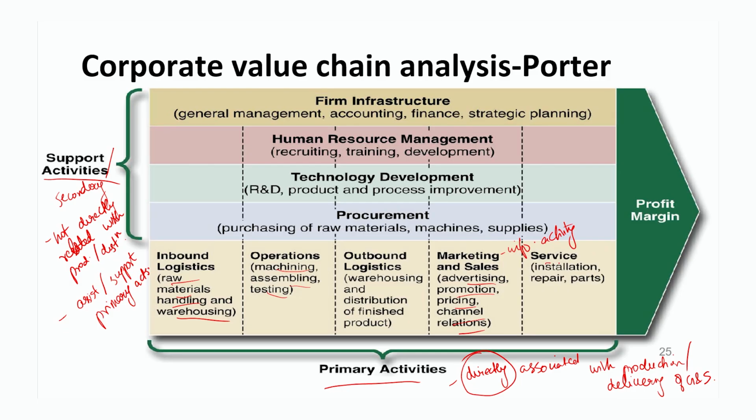And last is your services, the after sale services, installation, repair, parts, guarantee, warranty. All these are part of after sale services, which are again part of primary activities. Then what comes under support activities? As I said, support activities are the one which are not directly related to production or distribution, but they assist our primary activity.